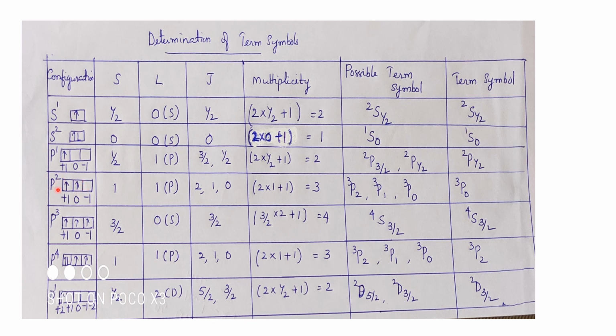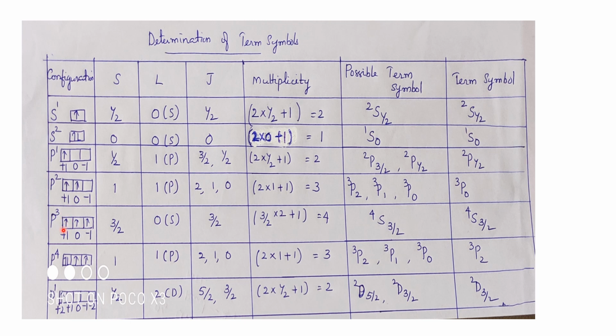p2 configuration. That is, there are 2 electrons in the p sublevel. Therefore, the value of S is half plus half, 1. The value of L is 0 plus 1, that is 1. Therefore, P. J values possible are 2, 1, 0. Multiplicity 2S plus 1, that is 2 into 1 plus 1 is 3. Possible term symbols are 3p2, 3p1, 3p0, that is L with 2S plus 1 and J. The term symbol is 3p0, since it is less than half filled.